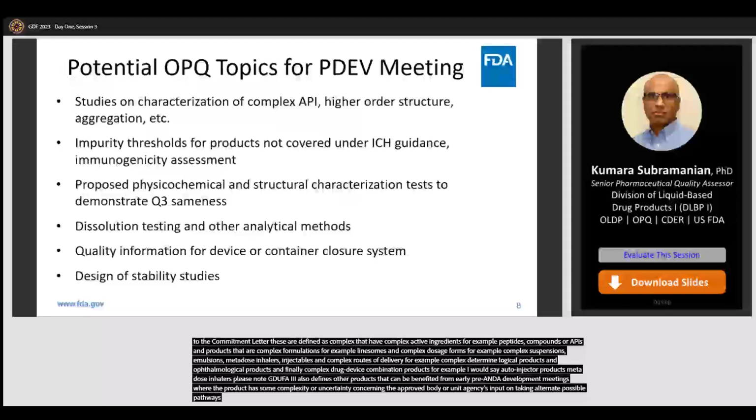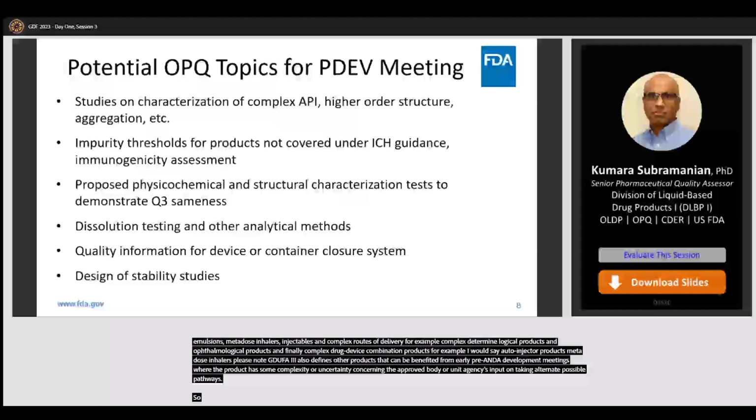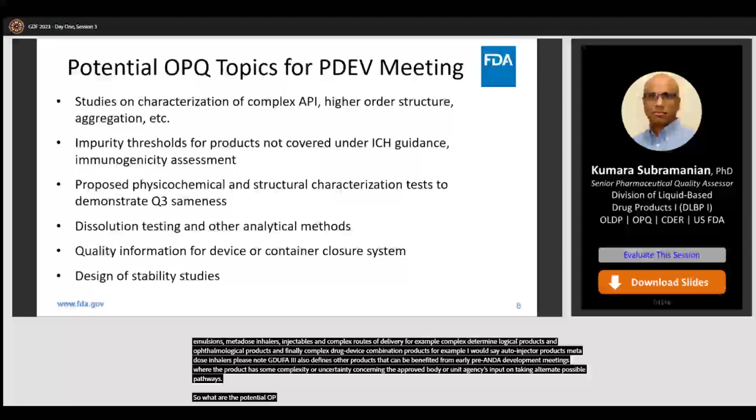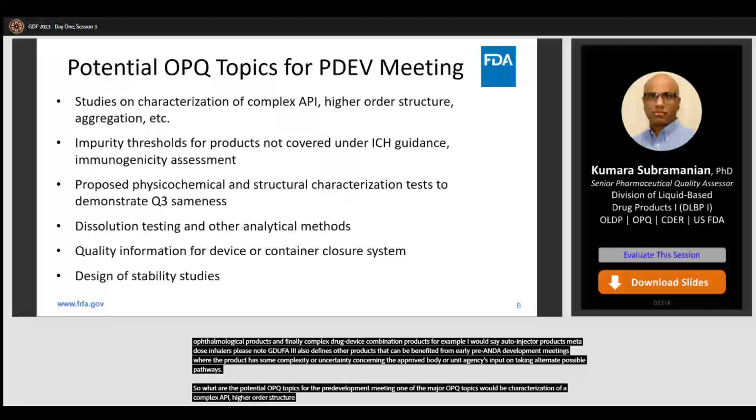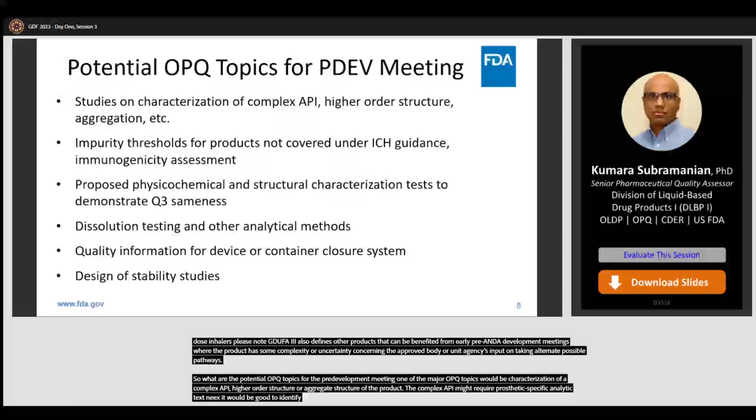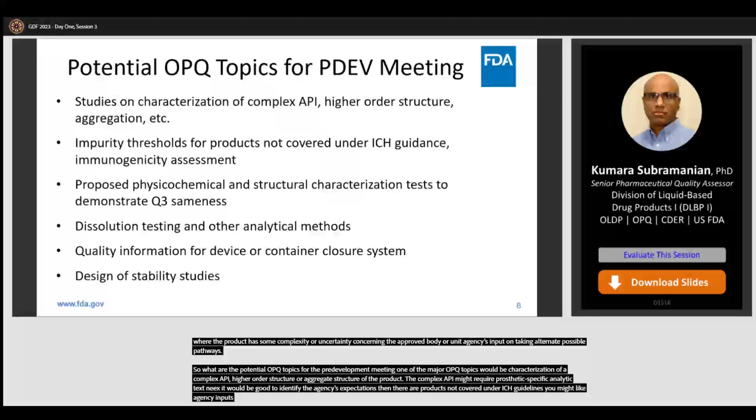So, what are the potential OPQ topics for a PDEM meeting? One of the major OPQ topics would be characterization of a complex API, higher order structure, or aggregation profile of the finished product. The characterization of the complex API might require product-specific analytical techniques. It would be a potential topic to clarify the agency's expectations. And then there are products that are not covered under ICH guidance. You might like the agency's input in setting up the limits. Or let's say you have a complex peptide. You would like the agency's input on the requirement of immunogenicity assessment.